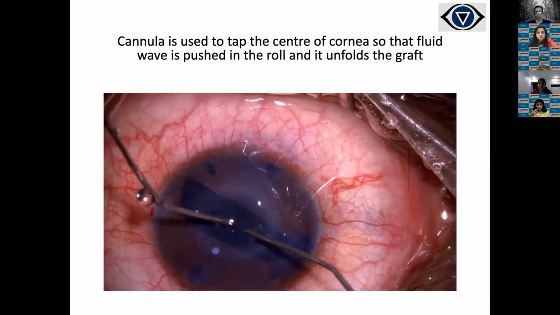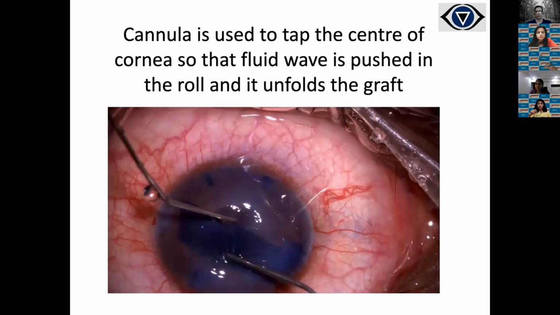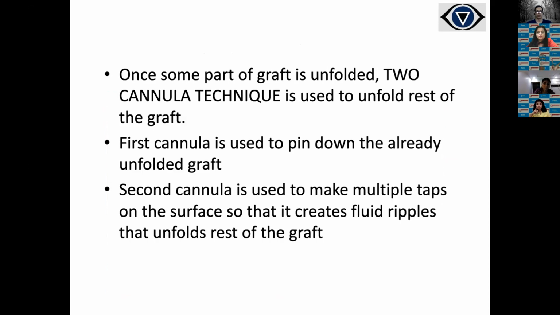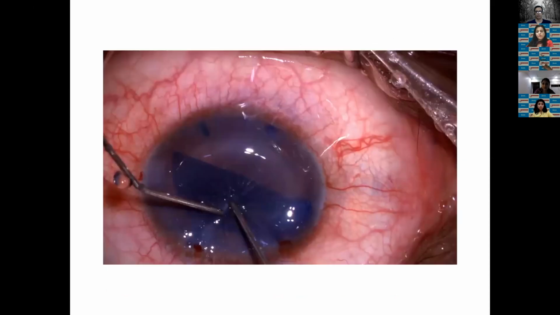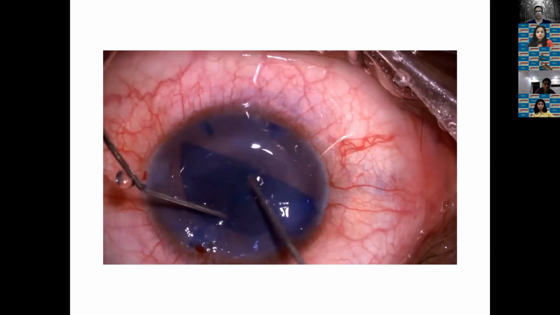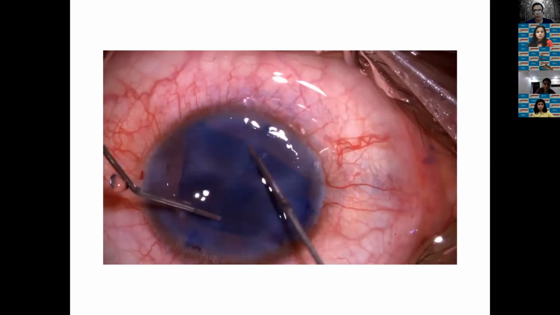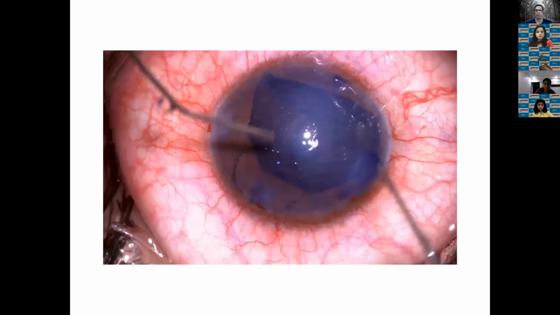So as I said, you can see this. I have injected the graft. What I'm doing is tapping on the surface, creating those waves or ripples into that curl, so that a fluid wave will uncurl that particular fold, the DM roll. So with my left hand, I'm using the first cannula to pin it down. With the second cannula, I'm just tapping a bit, creating some ripples within that DM roll.